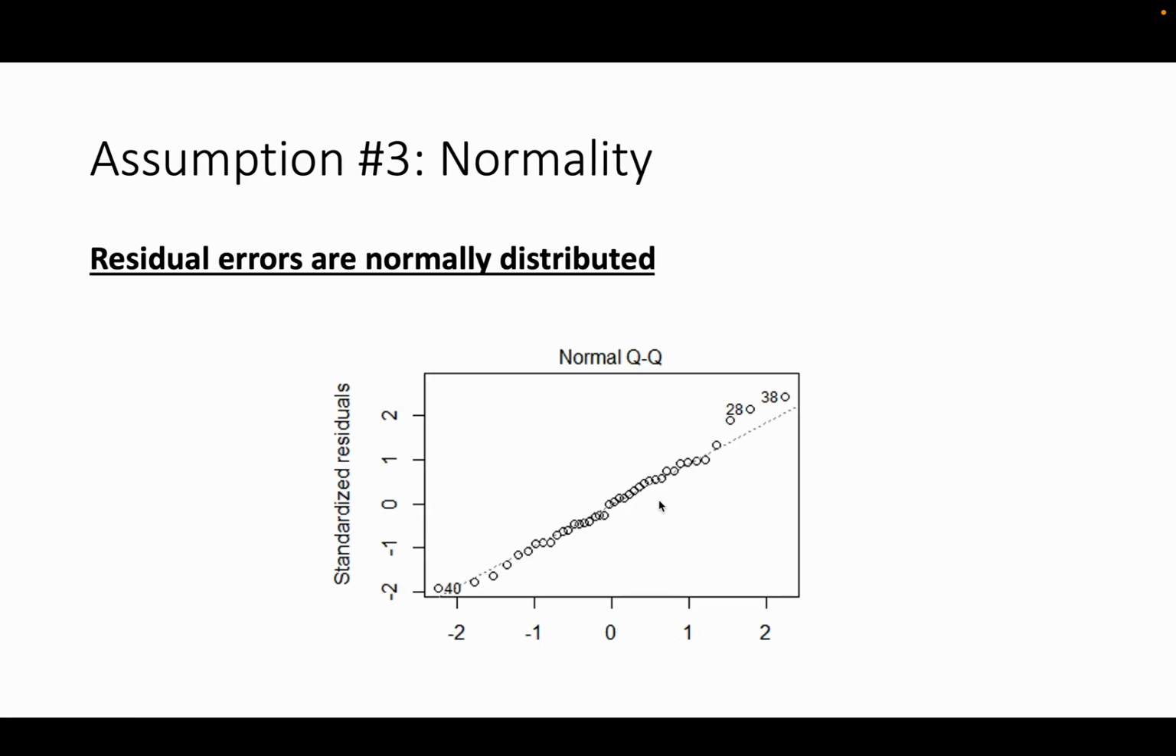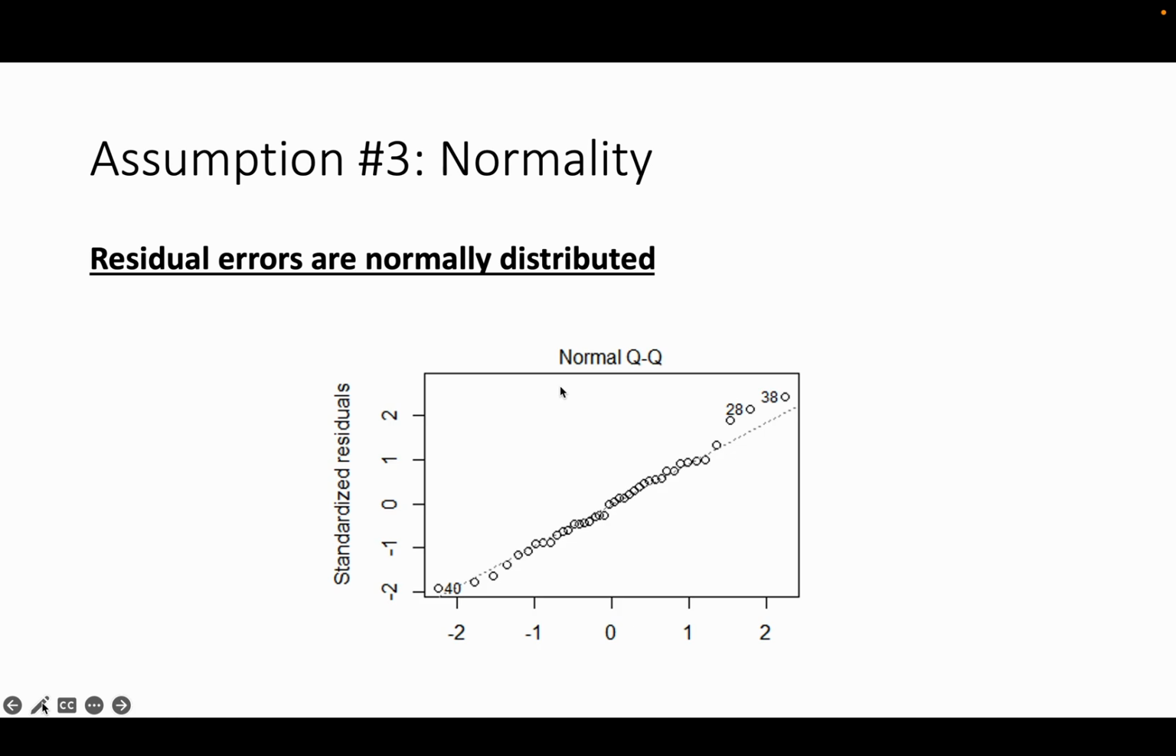In terms of normality, we're expecting that the residual errors are normally distributed. That means that the residual errors, or the error of the model from what we actually see versus what we would expect, is going to be the same across the model. We shouldn't see that at the tail ends of the model there are residuals that are really far off from what we would expect from the standardized residuals.